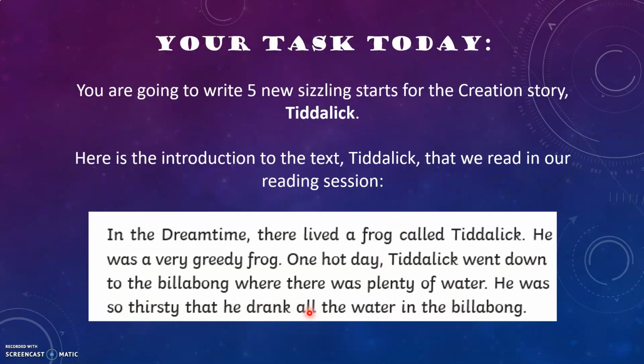So your task today is you are going to write 5 new sizzling starts for the creation story, Tiddalik. Here is the introduction to the text, Tiddalik, that we read in our reading session. It just says, in the dream time, there lived a frog called Tiddalik. He was a very greedy frog. One hot day, Tiddalik went down to the billabong where there was plenty of water. He was so thirsty that he drank all the water in the billabong. We want you to create 5 new sizzling starts for this story.